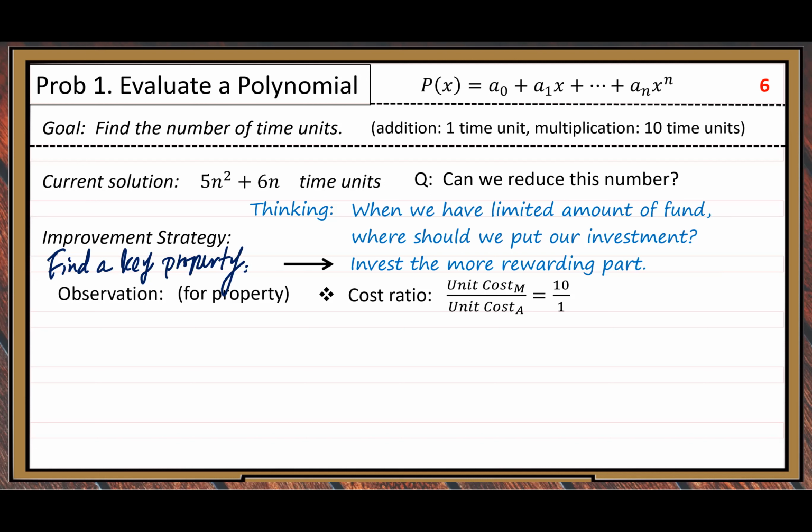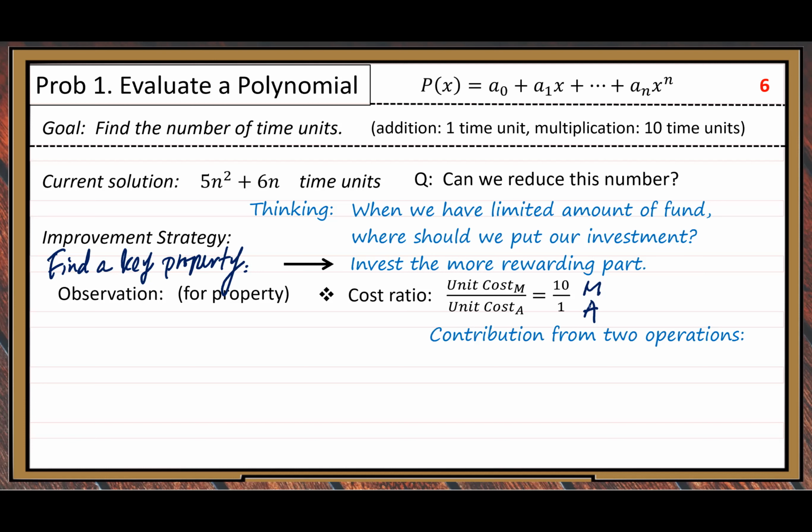Invest here. If this is the right way to do, invest in the more rewarding part. Think about it: if you have several places you can put your investment, which part should you invest in? The most rewarding part, right? Here, let's look at this. We have two parts, the multiplication part and the addition part. M part and A part. Which part is more rewarding? Think about that question.